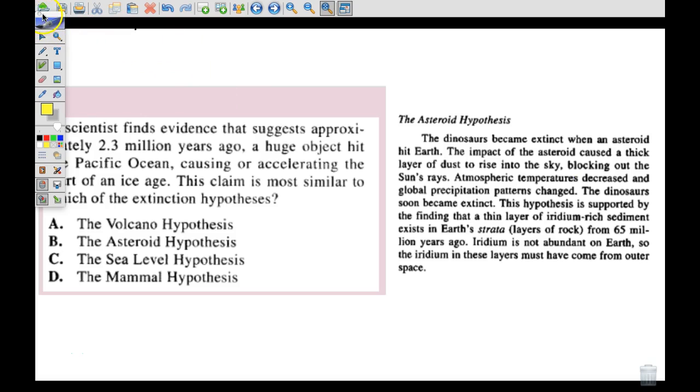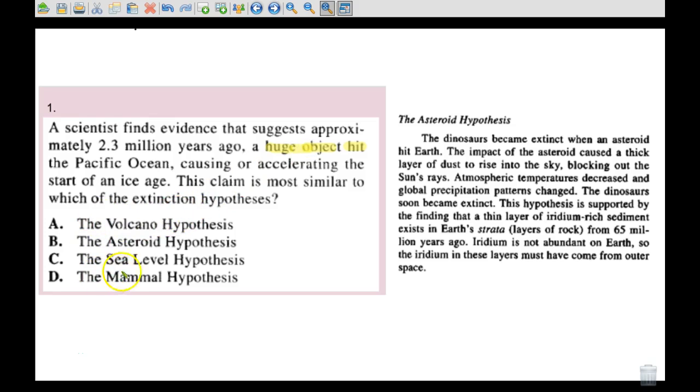Our first question asks, a scientist finds evidence that suggests approximately 2.3 million years ago, a huge object hit the Pacific Ocean, causing or accelerating the start of an ice age. This claim is most similar to which of the extinction hypotheses? So even just by looking at the question itself, we see that it's cause and effect, the effect being an ice age, and the cause being a huge object hitting the Pacific Ocean.